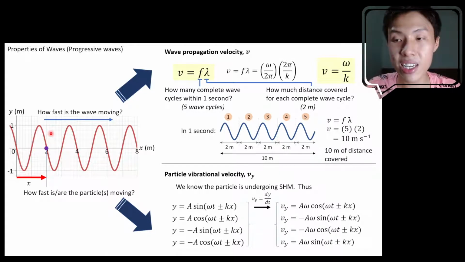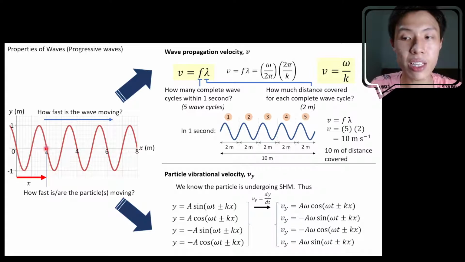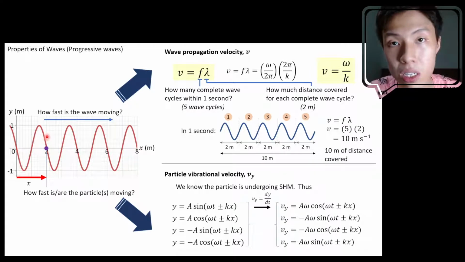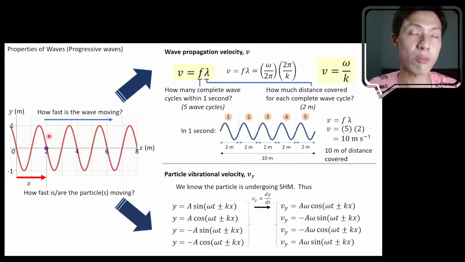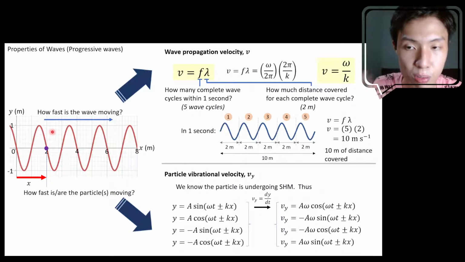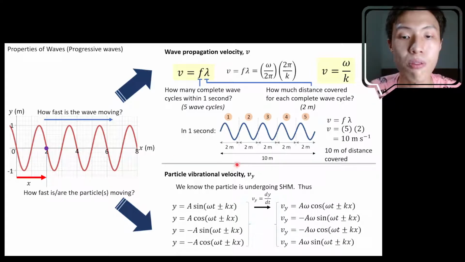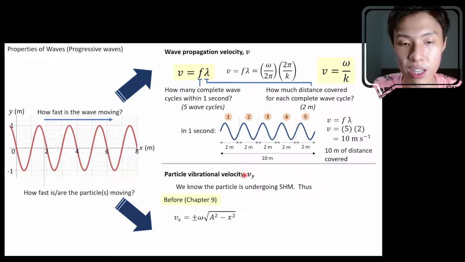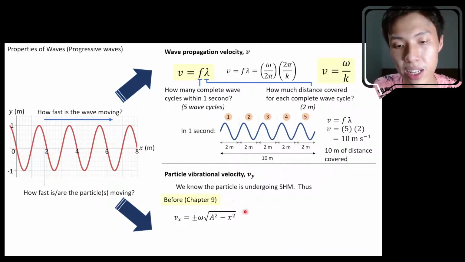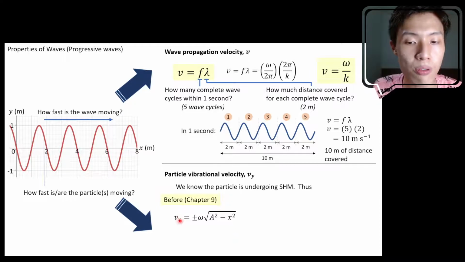Another way of asking is, if the particle has already been displaced 0.5 meter upwards or 0.5 meter downwards, then what is the velocity when it has displaced by this much? That's another way of finding. We give you the displacement and you find me the particle vibrational velocity. So for that, we have learned in chapter 9 also, there's another formula which looks something like this. The x component of velocity is equal to plus minus omega square root of a square minus x square. So we learn this in SHM.